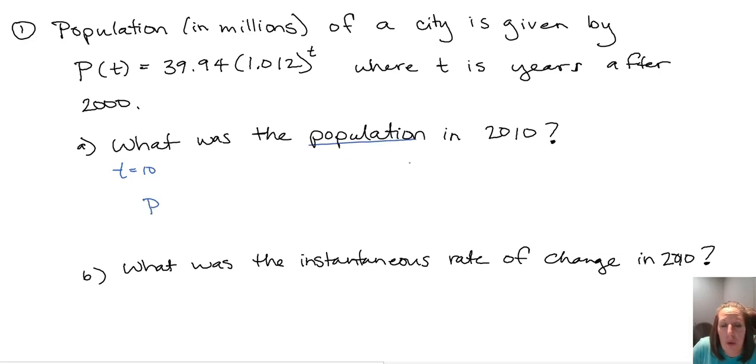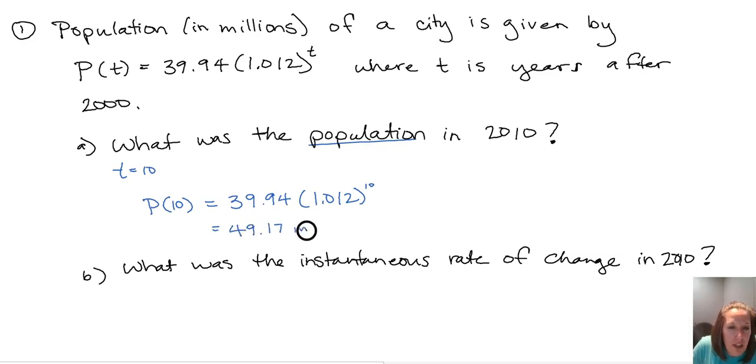So here we're just looking for the population, no change. So we're just going to plug in t equals 10. And when we plug that into the calculator, we get 49.17. And then our units are in millions here.